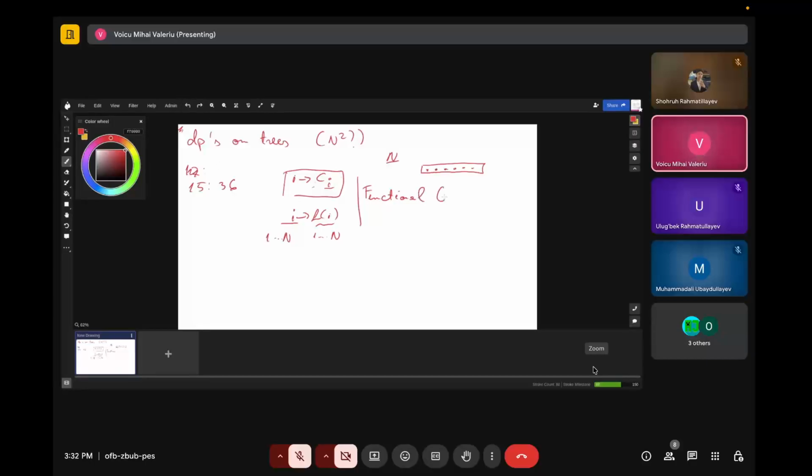Functional graph. And it has the following properties. So they generally look like trees, but with one small caveat that in each component, each weakly connected component, there is some cycle, and then there are some arborescences spanning from each of the nodes from that cycle downwards.